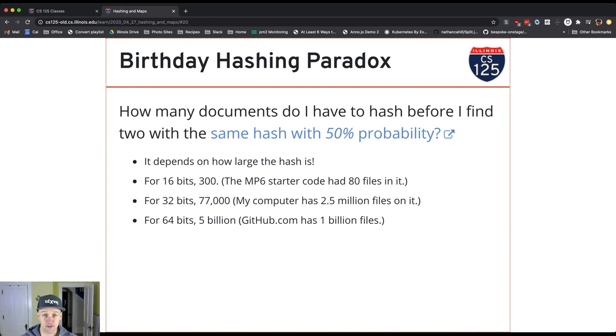Now keep in mind, for certain systems like Git, the probability that there's a collision has to be zero. You will never get it to actual zero, but it has to be very, very, very, very small. So 50% is a huge probability for a system like Git. This is not okay. GitHub.com has 1 billion files on it already, and that's probably up to 2 or maybe even 3 billion now. And so this is not okay, 64 bits.